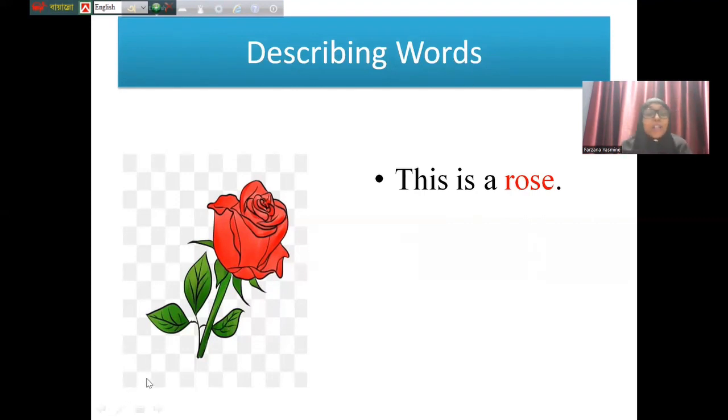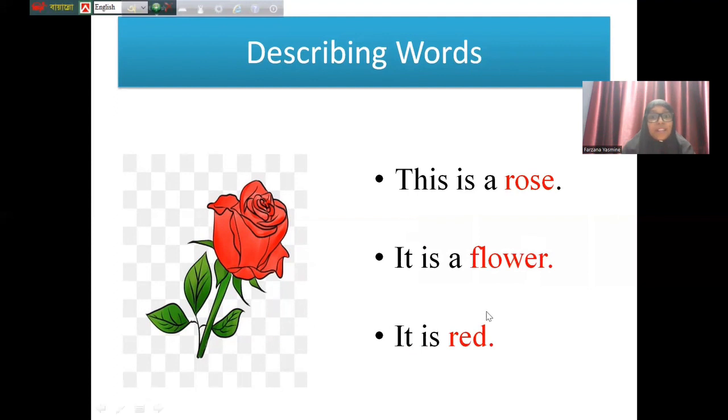After that, you can talk about the color. For example, it is a flower, then it is red. So you have to talk about at first what is it. So here it is written, this is a rose. And what is it actually? It is a flower. It is an instrument. It is a transport. It is a food or others.